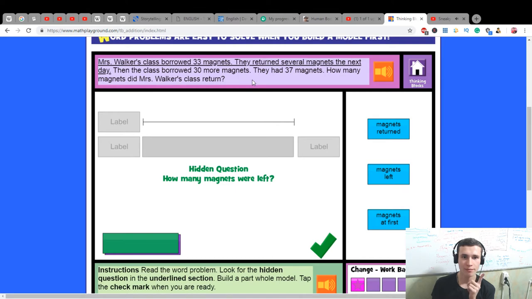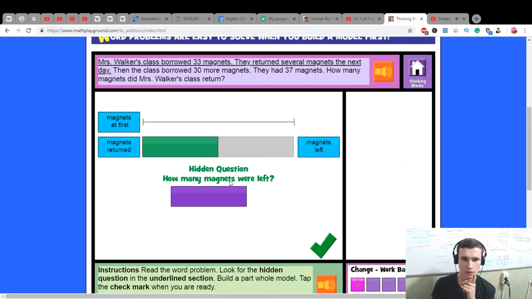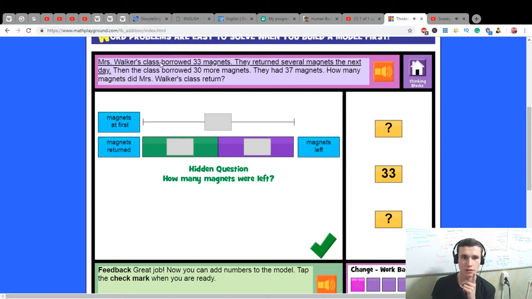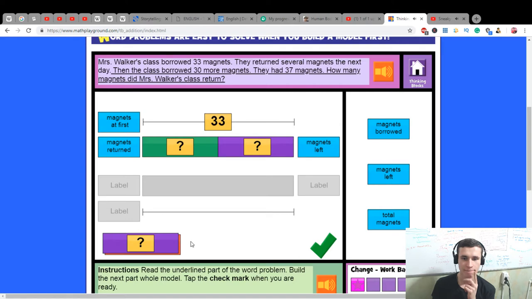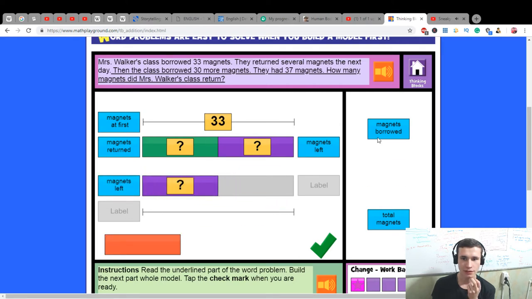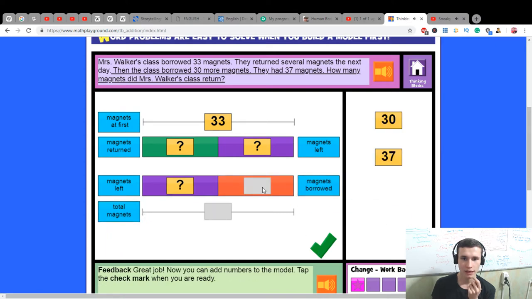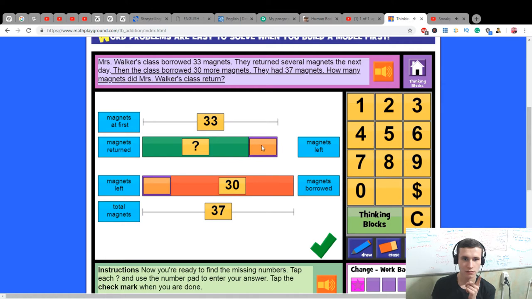Mrs. Walker's class borrowed 33 magnets. They returned several magnets the next day. Magnets returns, magnets left, magnets at first. Mrs. Walker's class borrowed 30 magnets. We have magnets left here, magnets borrowed and total magnets. Borrowed 30. And they had 37 magnets. How many magnets did the class return? Magnets left. Seven. And here was 26.